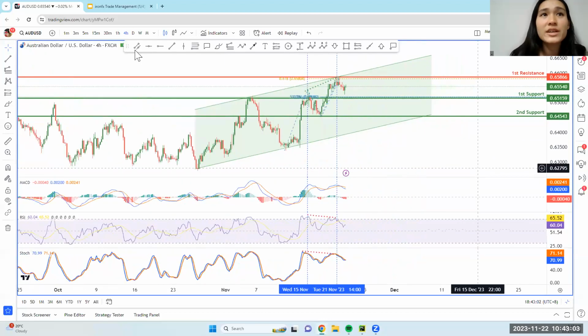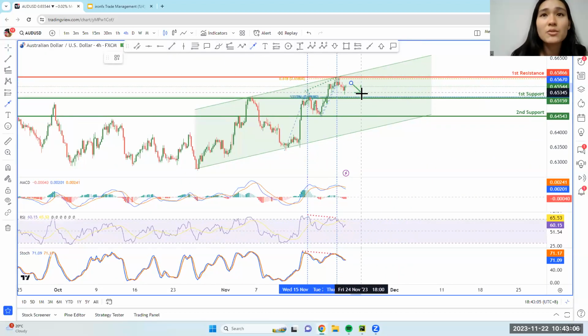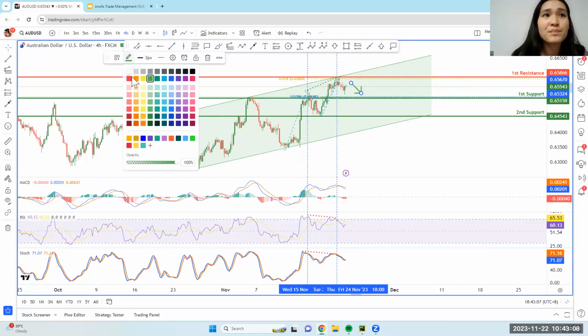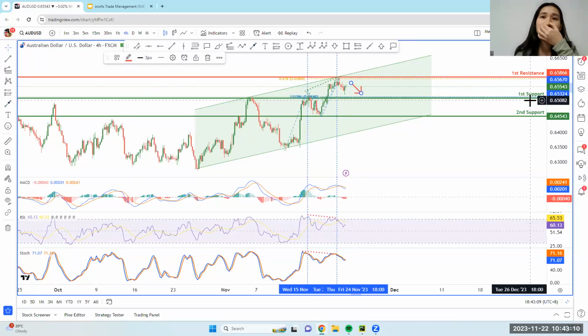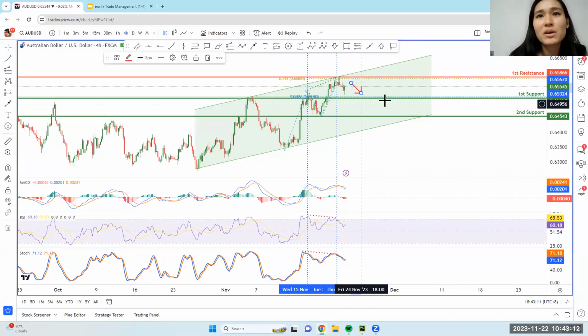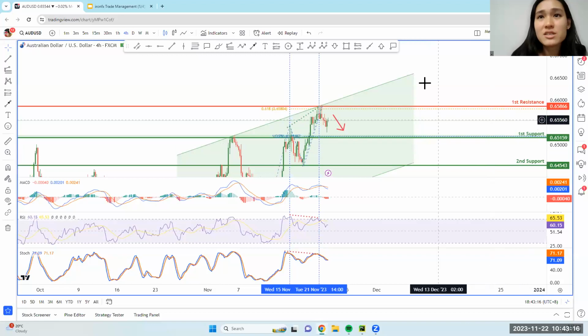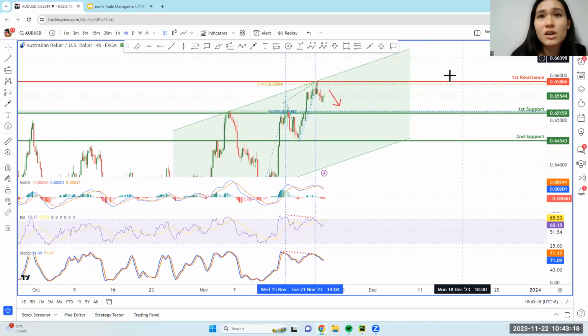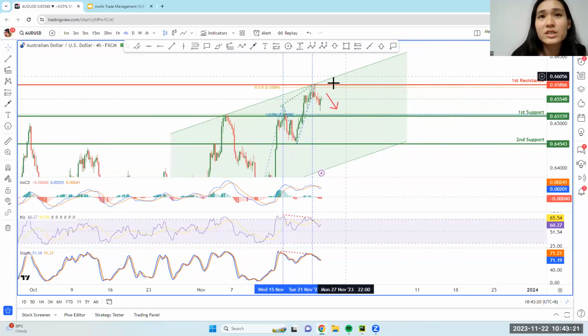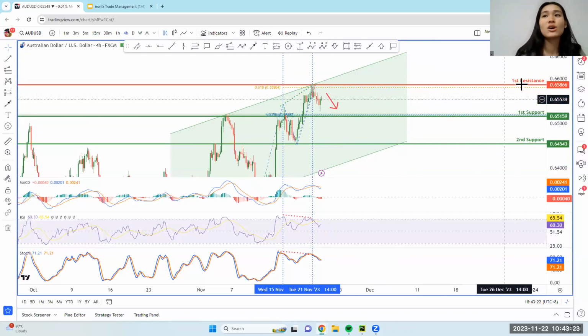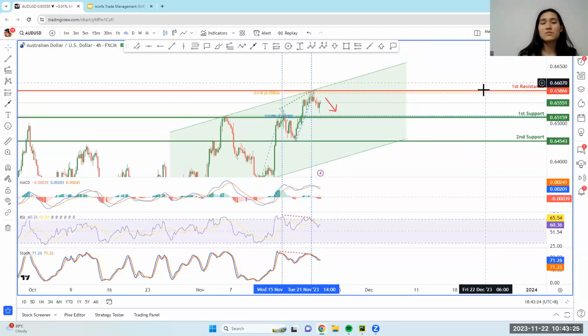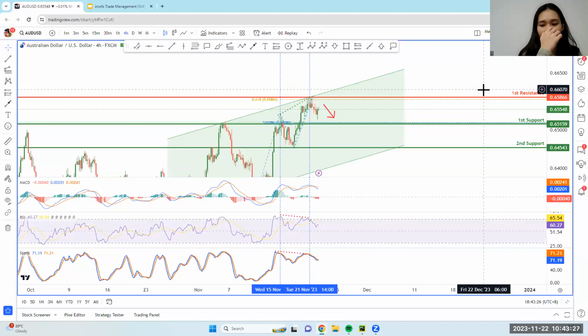So once again, just to wrap up, we're expecting it to drop here towards our first support. But after our first support, we'll probably see it reverse back up to our first resistance because of this confluence area. So it'll attract it and then it'll reverse off towards our first resistance.